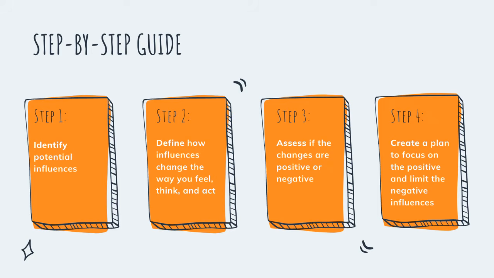After you define how they impact you, step 3 is to assess whether or not those changes are positive or negative. Most likely it's going to be a bit of a mix, right? You're going to have to think critically about whether there are more positives than negatives, or if maybe there are only a few negatives, but they're really big, important negatives and something that you just don't want to have a part of in your life. And then the last step is to create a plan on how you're going to focus on the positive and limit the negative influences.